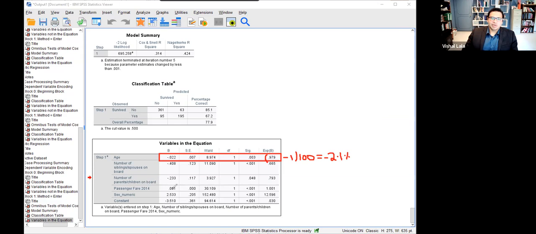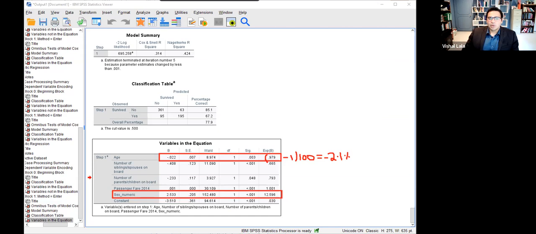Similarly, let's try and interpret here the coefficient of gender. Gender is a particularly interesting one here because the variable is categorical. So we have here two levels of gender, female and male, and the numbers denoting the two levels are 2 and 1 respectively. Female is 2, male is 1. So an increase in the value of sex numeric would indicate a comparison of female to male. The higher number is female, the lower number is male.